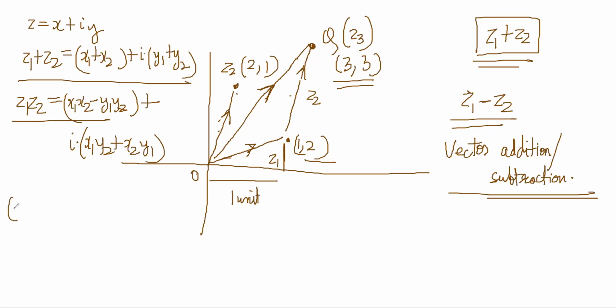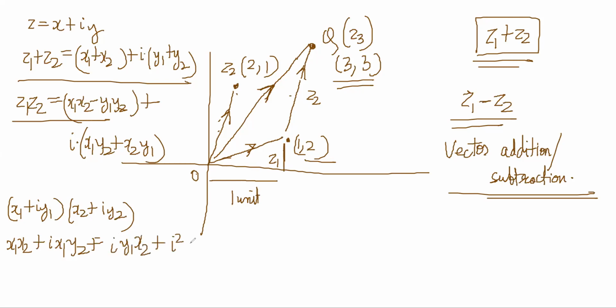How do you multiply z1 z2? You do x1 plus i y1 into x2 plus i y2. So when you multiply it, simply multiply it. So it will be x1 x2 plus i times x1 y2 plus i times y1 x2 plus i square into y1 y2, right? And i square is equal to minus 1. So now this will come.